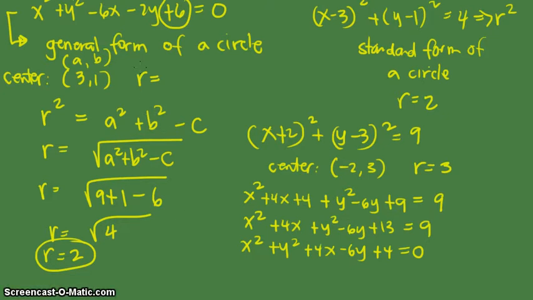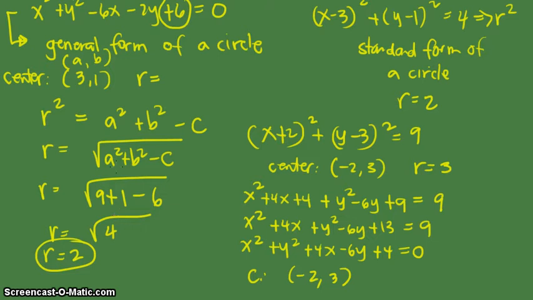Using the technique for the general form, to get the center, we divide by negative 2. So 4 divided by negative 2 is negative 2, and negative 6 divided by negative 2 is positive 3. As you can see, the center is negative 2 and 3.